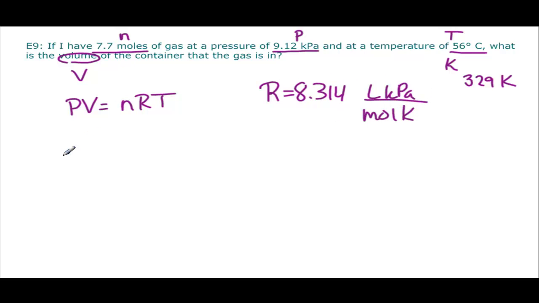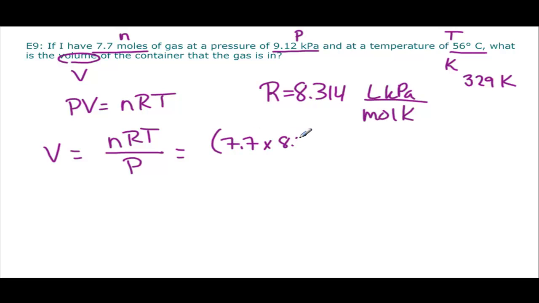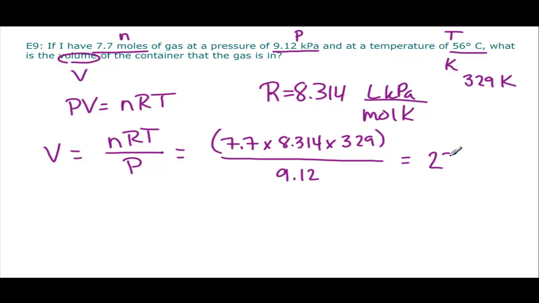Now we plug it in for volume. So volume is n times R times T over P. So we get 7.7 times 8.314 times 329. Divide that by our 9.12 kilopascals, and you get a volume of 2,309 liters.